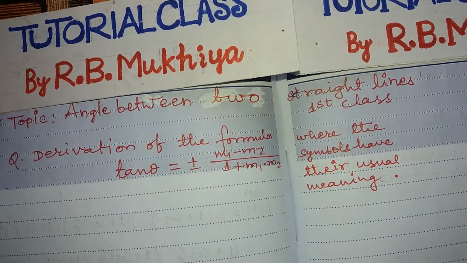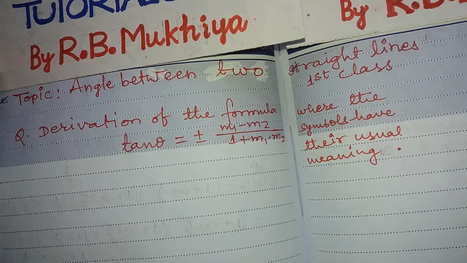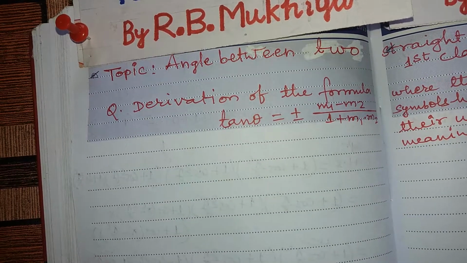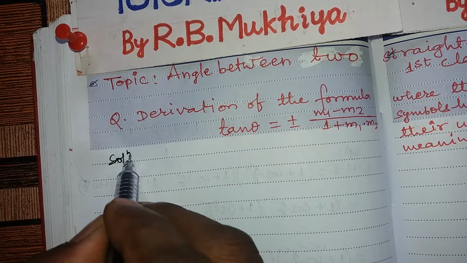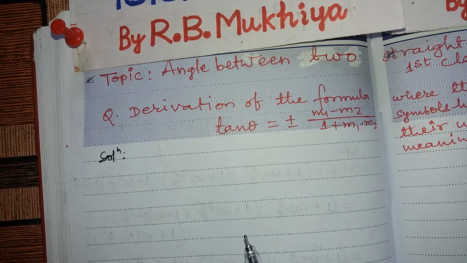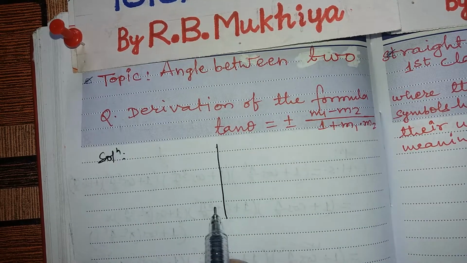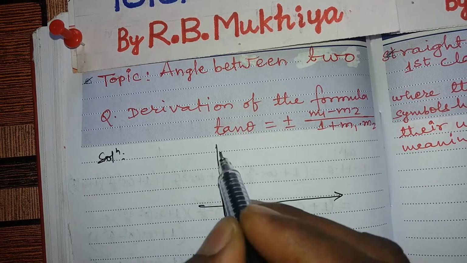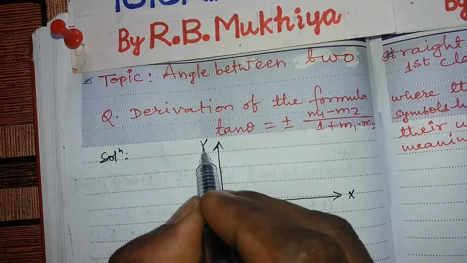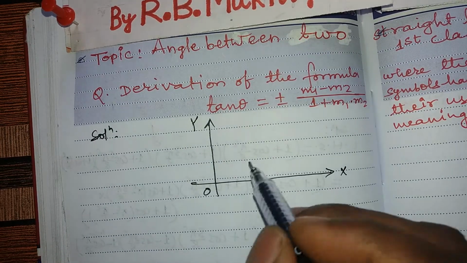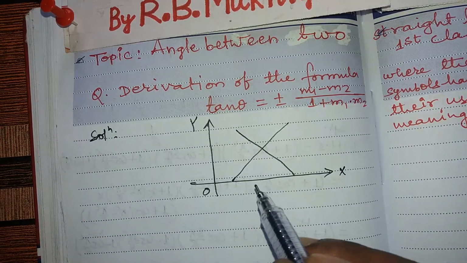And today I am going to teach you how to derive this formula. See in the video how we will derive it. For this I will start in this way. Let's draw the x-axis and y-axis. This is x, 0, y. Take two straight lines. One straight line is this, another straight line is this.